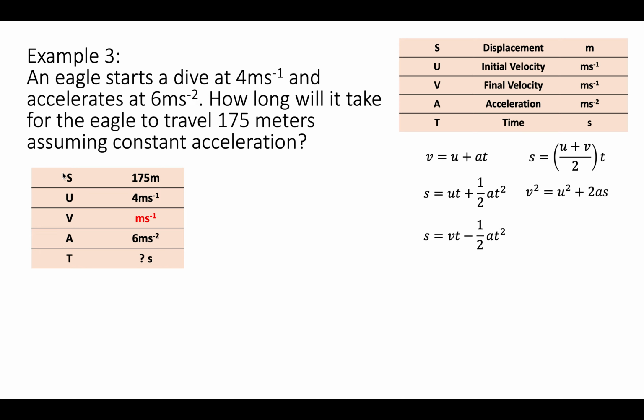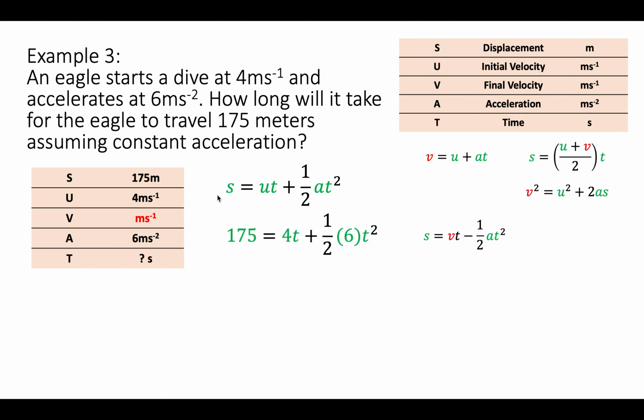I highlight all S, U, A and T in green and V in red to select the information over here. And I select this one. This is the equation with the S, U, A and T.